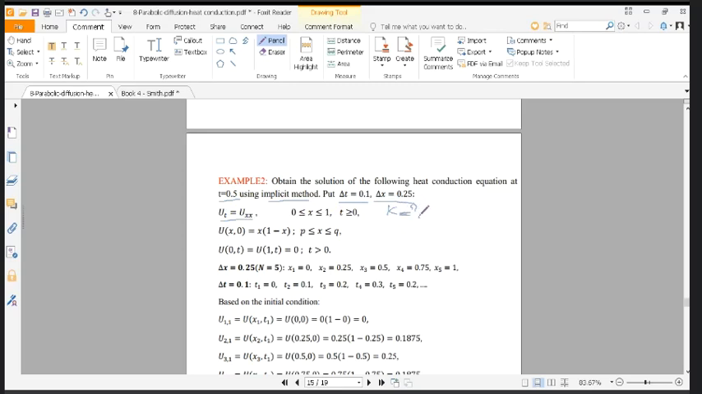In the previous example, the value of K was clear. But in this example, we should obtain the value of K based on the equation. K is the coefficient of UXX. In this example, the coefficient of UXX is 1. And so, the value of K is 1. Is it clear for you?